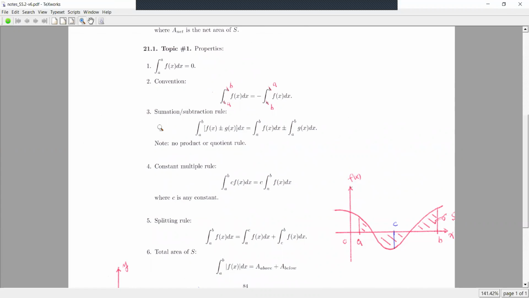Property number three, summation and subtraction rule. The integral of a sum is equal to the sum of two integrals. Summation rule. The integral of a difference is the difference of two integrals. Subtraction rule. Please note that for integrals, we don't have a product formula. We don't have a quotient formula.